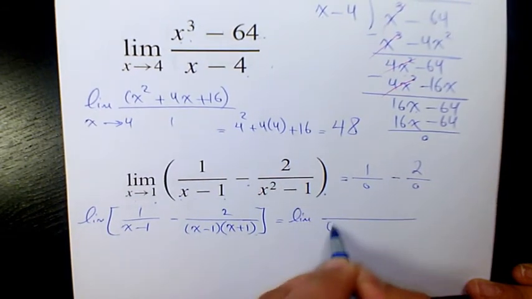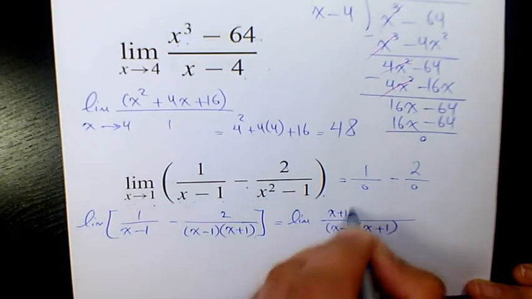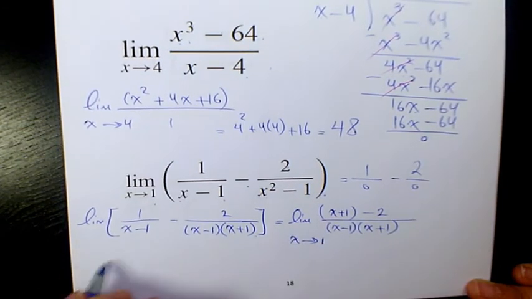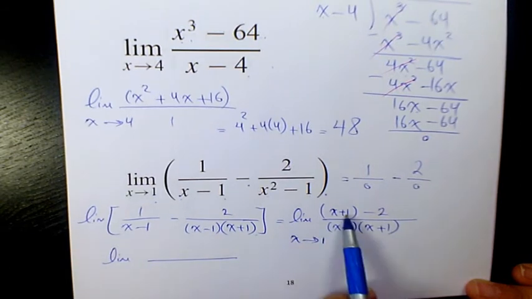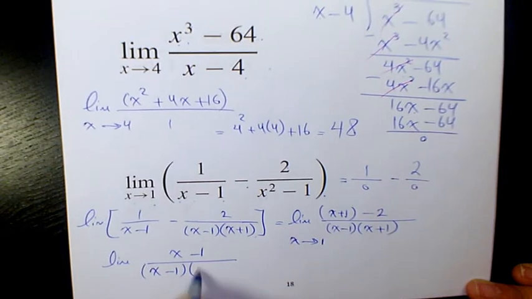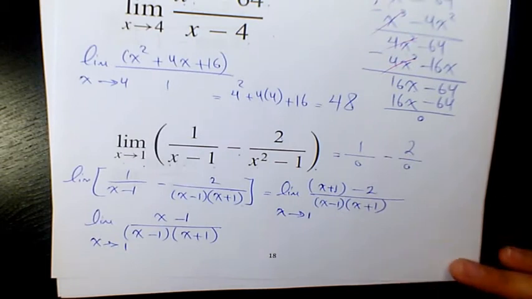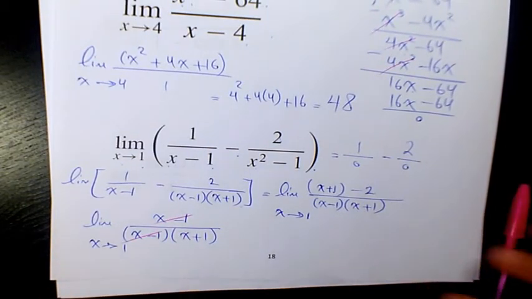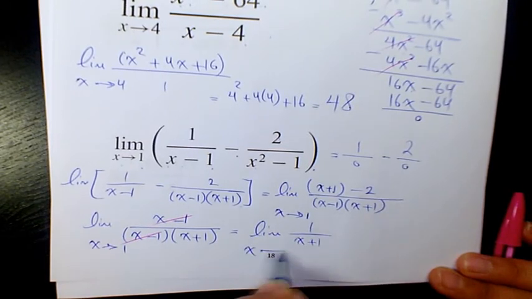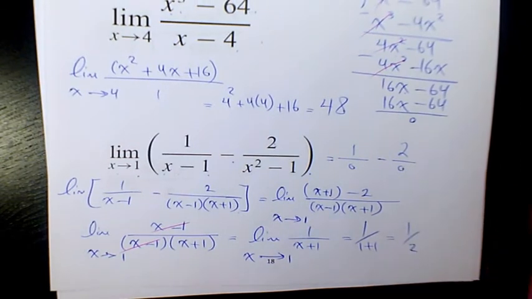So we have x minus 1 plus x times x plus 1. We have x plus 1 minus 2 when x approaches 1. So limit of 1 minus 2 is going to be minus 1. So x minus 1 divided by x minus 1 times x plus 1. Now as you see, x minus 1 and x minus 1 cancel out. And I'm going to have limit of 1 over x plus 1 when x approaches 1. So it's going to be 1 over 1 plus 1, which is 1 over 2.